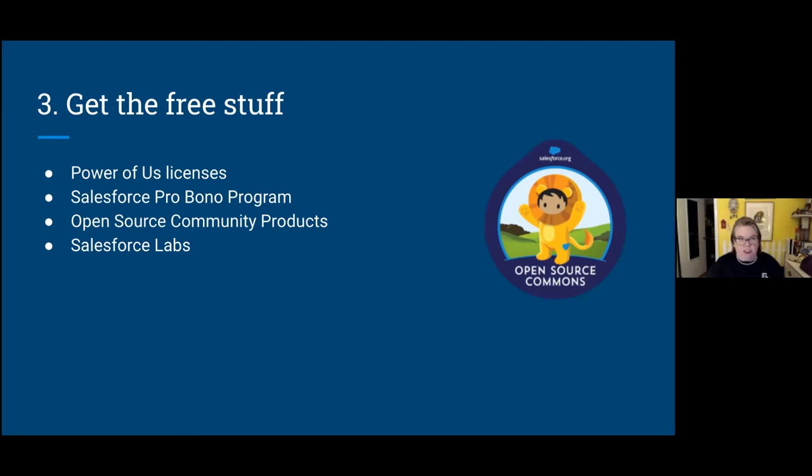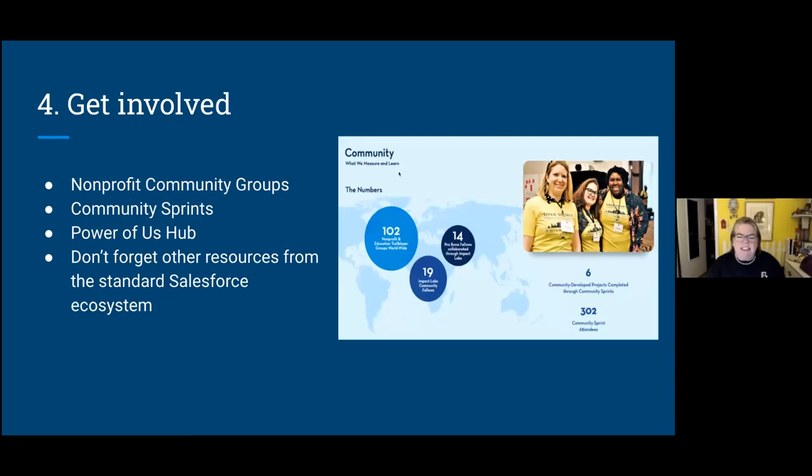Get involved. This is a key to leveraging everything. Community counts for so much. Nonprofit community groups. WIT Devs is a great community group if you're not already involved. Community sprints. You'll see the picture here is from the open source community sprint in Philadelphia. The Power of Us Hub has tons of answers for everyday questions. And there are so many other resources from the standard Salesforce ecosystem. Don't forget to take advantage of what .com has to offer just because you're .org.